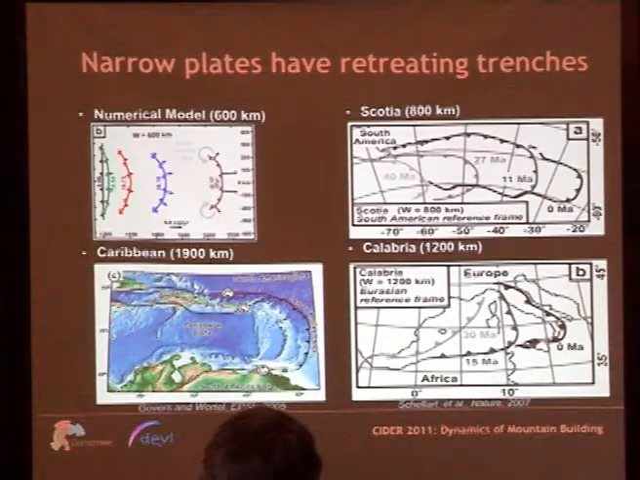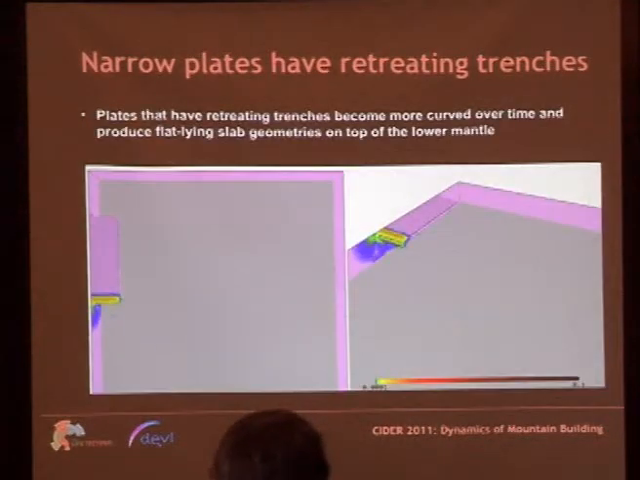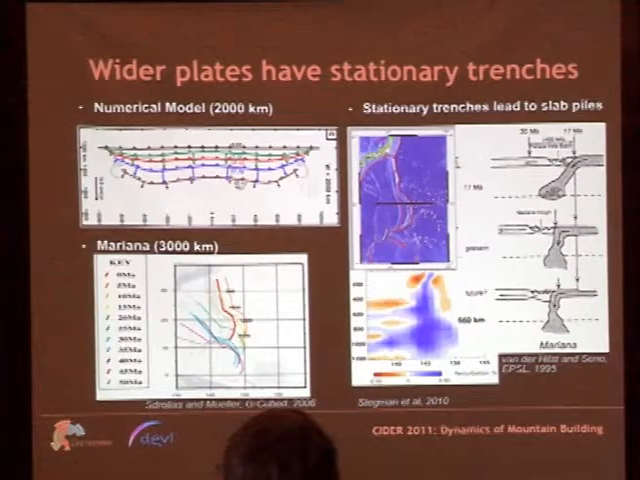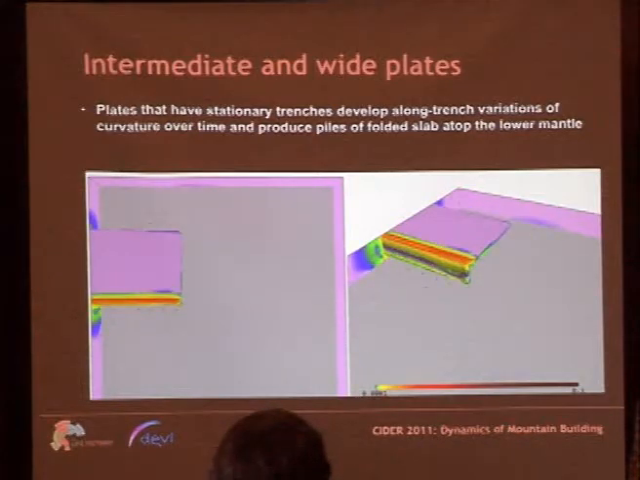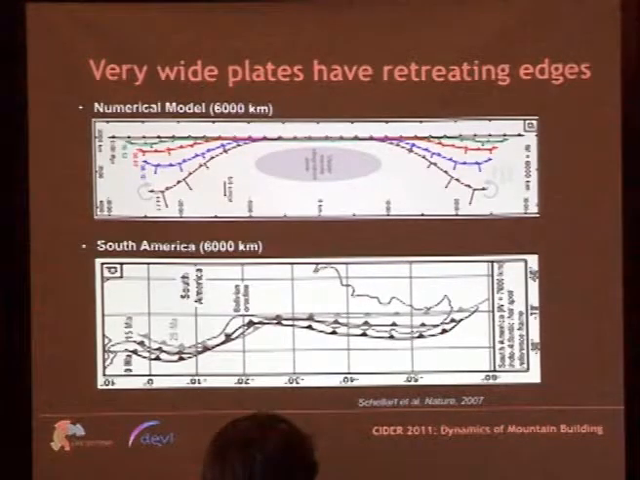All right. Narrow plates. I think we've covered that they were good. Scotia, Mediterranean, Italy, and the Caribbean, we'd call those narrow. They're basically retreating trenches, and we've seen a similar version of that. The wider plates, these are quasi-stationary, and they develop into piles. There's a pile by Van der Hilst and Seno, and some tomography by Brian Kennett. I'll put these movies on the CIDER website.